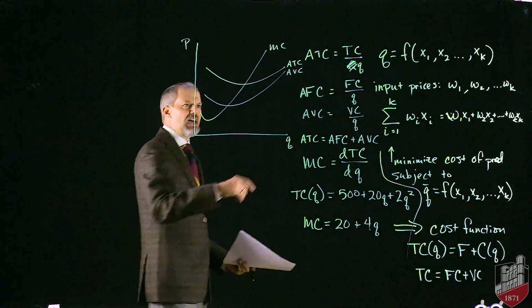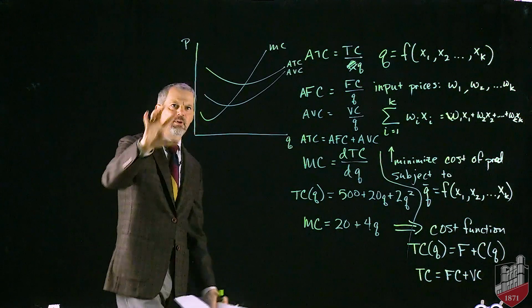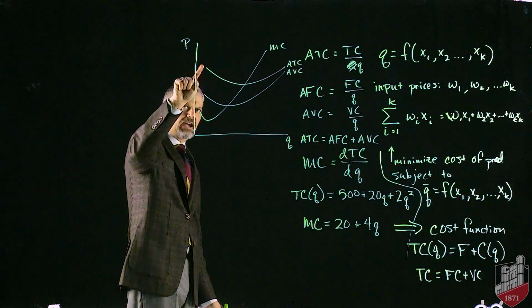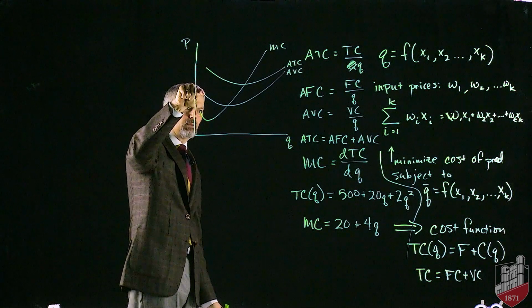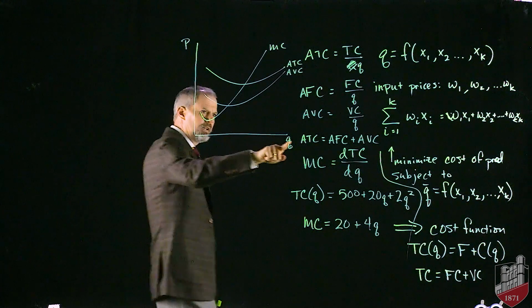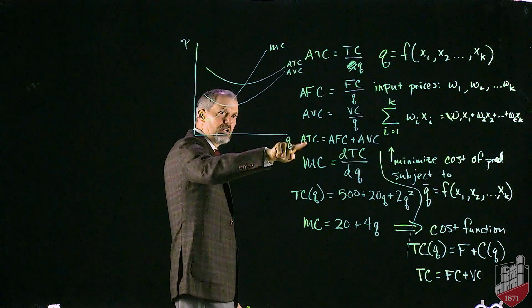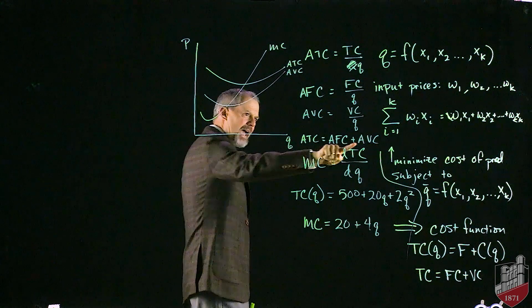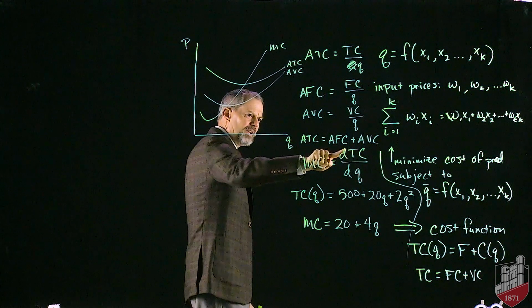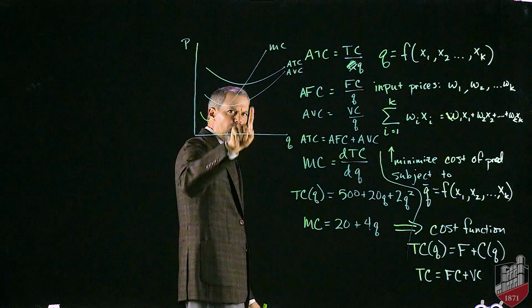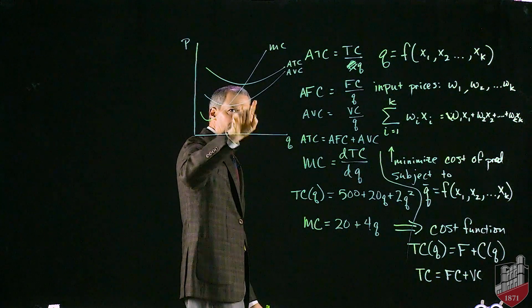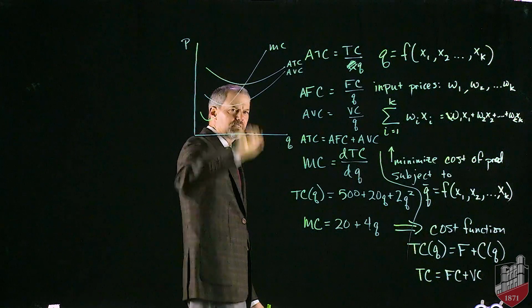We don't have average fixed cost on the picture, but remember, average fixed cost is that vertical distance between the average total cost and the average variable cost curve, right? Here's average total cost. That curve right there is equal to average variable cost plus average fixed cost. Well, right there's average variable cost, so that height is average variable cost plus average fixed cost.